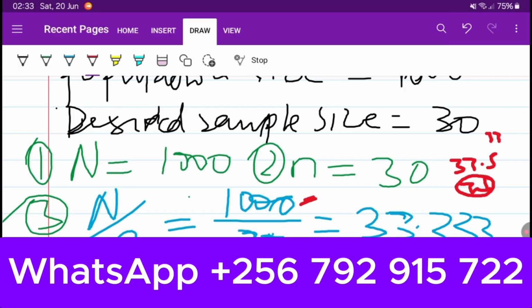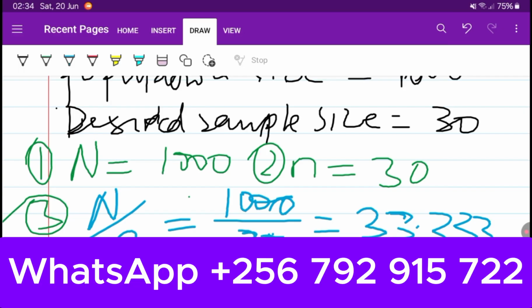It will be 990 something. So that's the major reason why we don't round upward, but we round downwards, because we always want to be within the population. Because the moment you exceed the population, then it means you have set your own question.